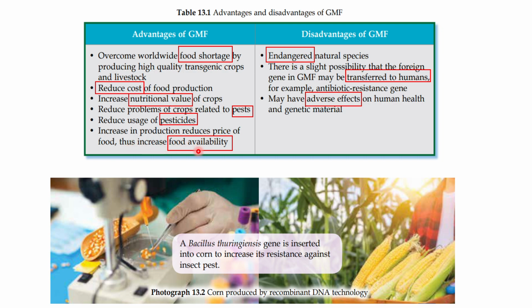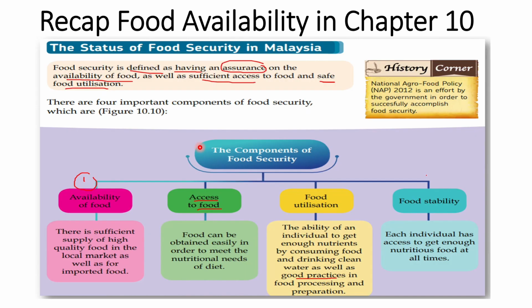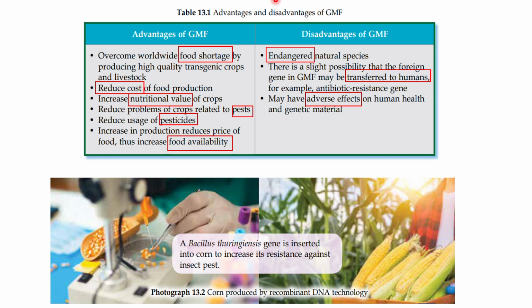Do you still remember the meaning of food availability? We have touched this before in chapter 10 about food security, and one of the 4 components of food security is availability of food. Let's continue to look at some of the disadvantages of GMF.